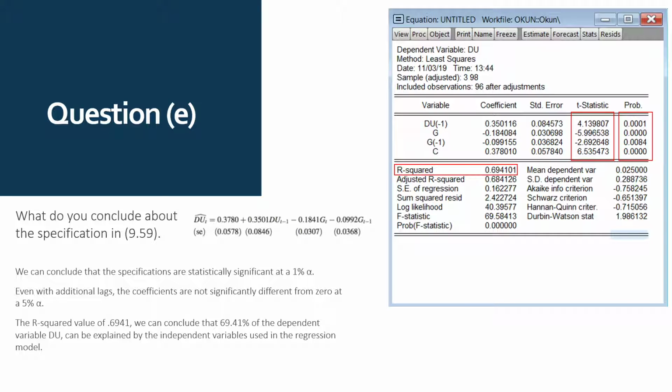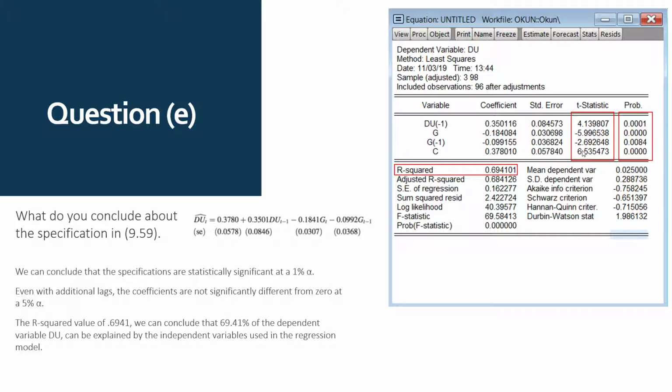So, moving on to question E. What do you conclude about the specifications in 9.59, which is this equation here? We can conclude that all our specifications are statistically significant at a 1% level, which can be seen here in our probabilities. So even with additional lags, which is g minus 1 and du minus 1, we can still say, even at a 5% level, that they are statistically significant.